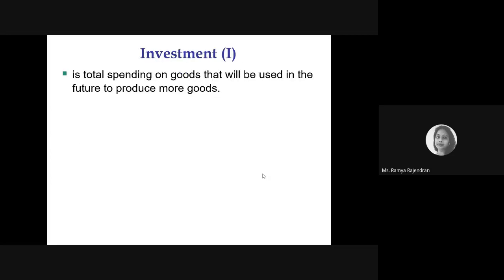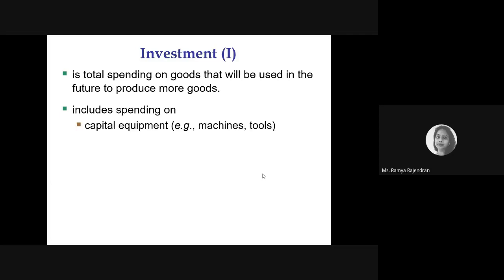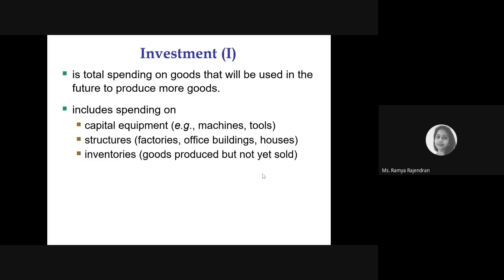Next one is investment. So here, this I is the total spending on goods which will be used in the future to make more goods. So, for example, if a factory is investing in buying new land or building a new factory or buying new machinery, all this will be investment. And also the inventories. So the inventories they have created, for example, IBM makes computers.